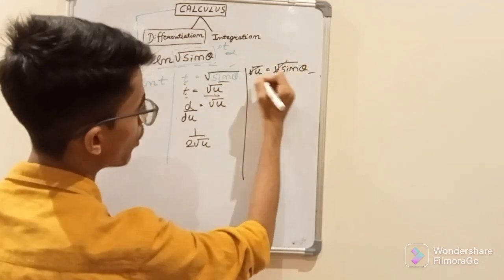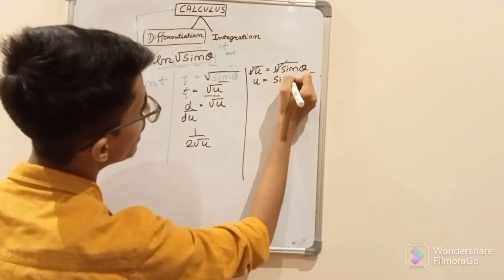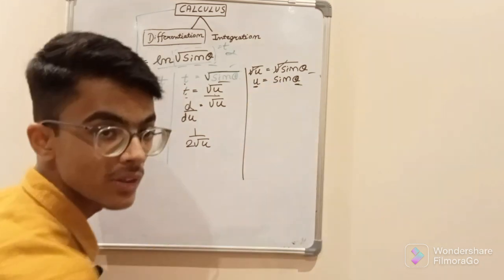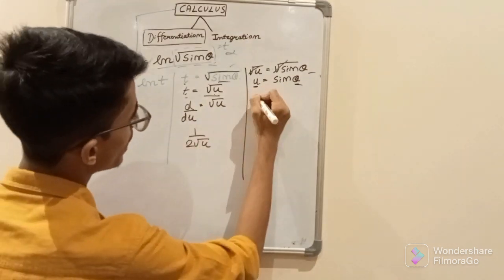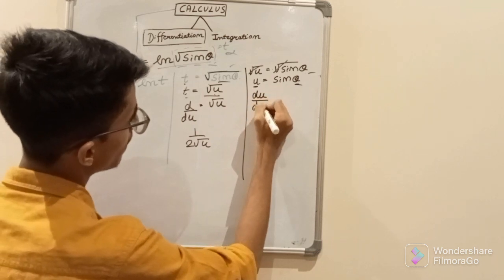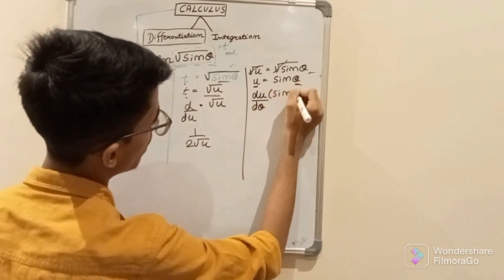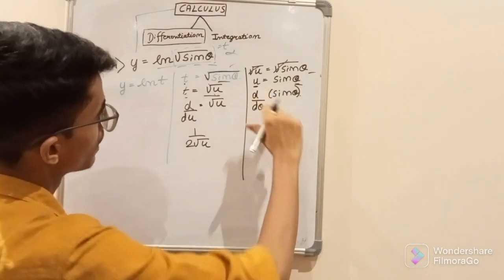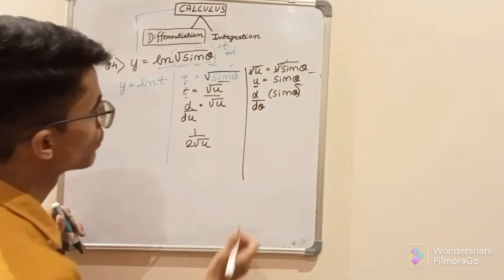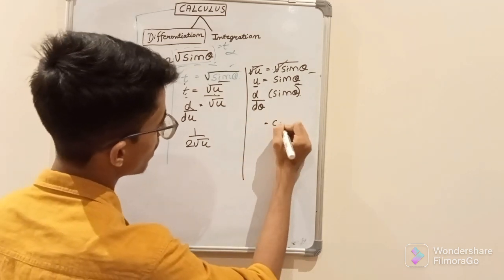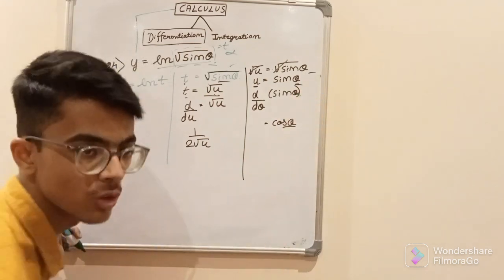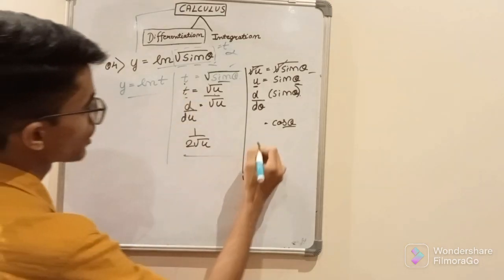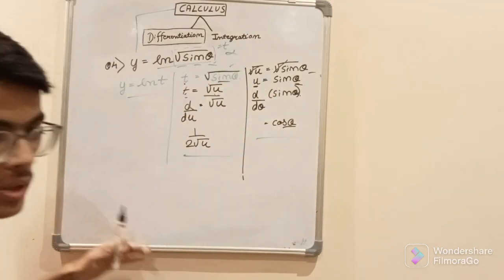Now taking the roots as common, we are left with u is equal to sine theta. You can see over here that u is a function of theta. So we can write du upon d theta as d upon d theta of sine theta. We have the value of sine theta in place of u, that is nothing but cos theta, the differentiation of sine theta. So in the final step, we have to substitute the values of all these three equations to get the final answer.